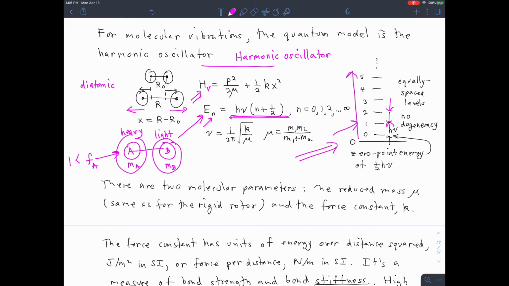And the bigger the gap size, as we'll see, the bigger the vibrational temperature. So there was a rotational temperature before, now there's going to be a vibrational temperature, and we'll see that has lots of consequences for what the vibrational partition function looks like. All right, so that's the states and the energies.